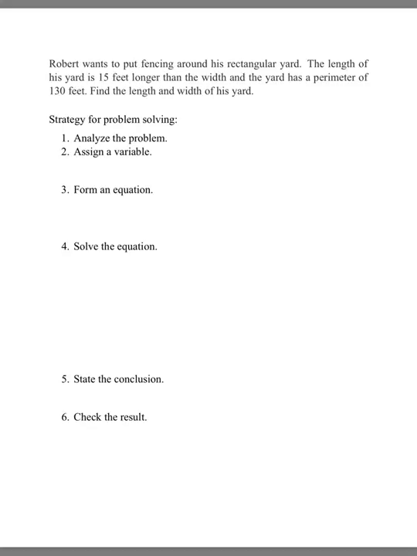Let us begin by reading the word problem out loud. Robert wants to put fencing around his rectangular yard. The length of his yard is 15 feet longer than the width, and the yard has a perimeter of 130 feet. Find the length and width of his yard.